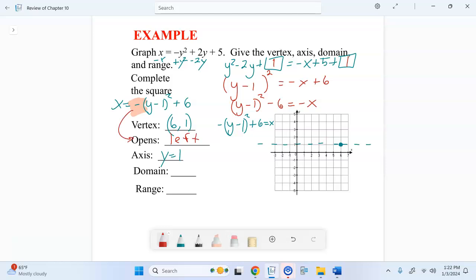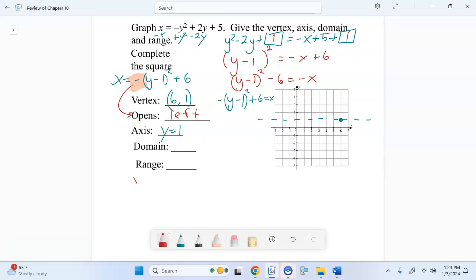Opens to the left. All right, so now we can fill in some other points. So we can do a couple x and y's. Let's do some y values. If our axis of symmetry is at 1, what's another y value that we could use to find a point?